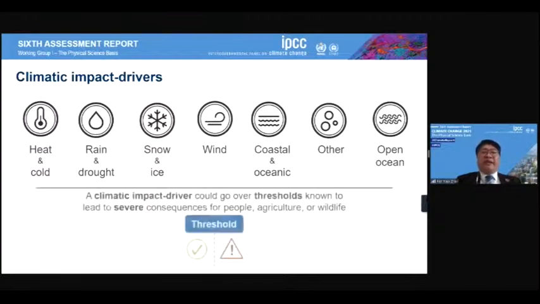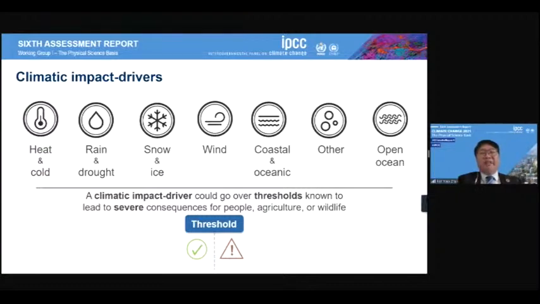We are not only looking at gradual temperature increases, but also at specific conditions where heat goes over thresholds known to lead to severe consequences for people, agriculture, and wildlife.